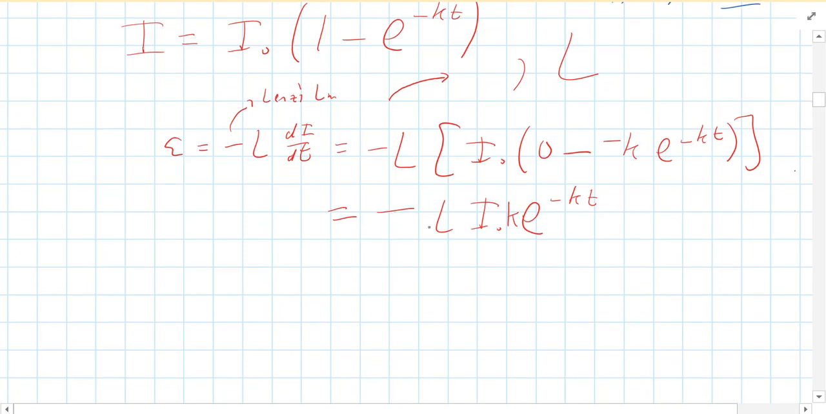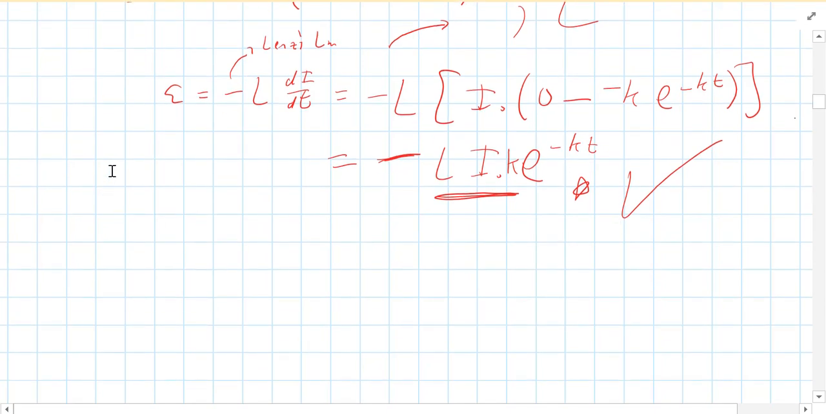Notice the voltage starts off at some max value. It's this, and it's negative. It's pointing the opposite way of the increasing current. It's trying to slow the current down, and it eventually dies. The voltage after a while, if you put a big number in for time, you get 0 here. I really like this answer. Hopefully you do too.